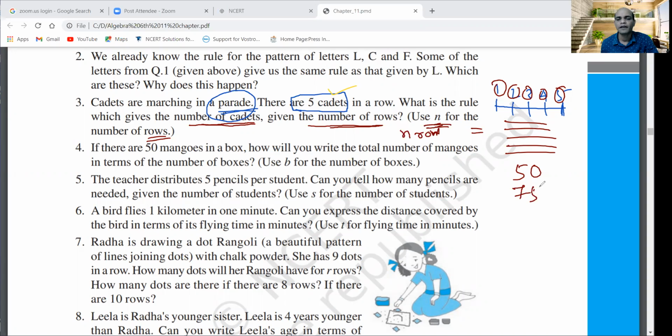This is 75. Okay, so like that, what can be the rule for this? क्या रूल बना सकते हैं? कॉमन रूल क्या होगा? Because n is used for rows and 5 is for each row. So the common rule is what? Common rule is 5 multiplied by n, that is equal to 5n. Now clear? Yes, sir. रो जितना भी हो 5 से मल्टीप्लाई कर दो. अगर बोला 2 रो है, only 2 rows are there, then how many cadets are there? 5 multiplied by 2, that is equal to 10. If 4 rows, 5 multiplied by 4. तो n के जगह हमें लिखना है how many rows are there. This is the common rule. Okay. Let's go to number 4.